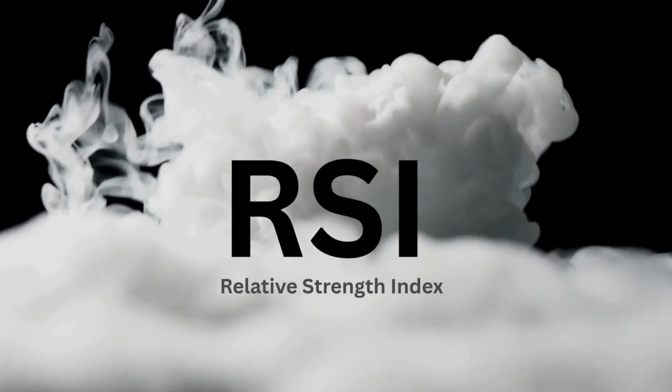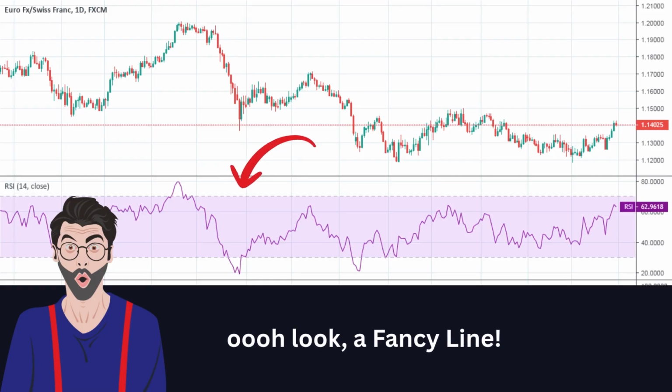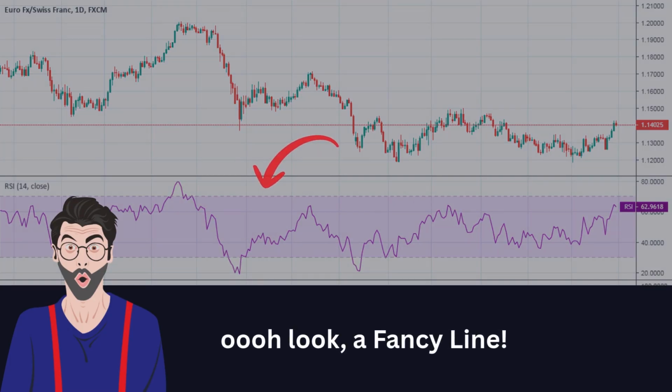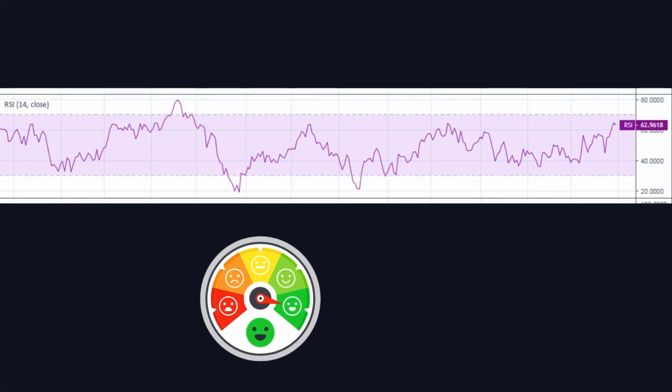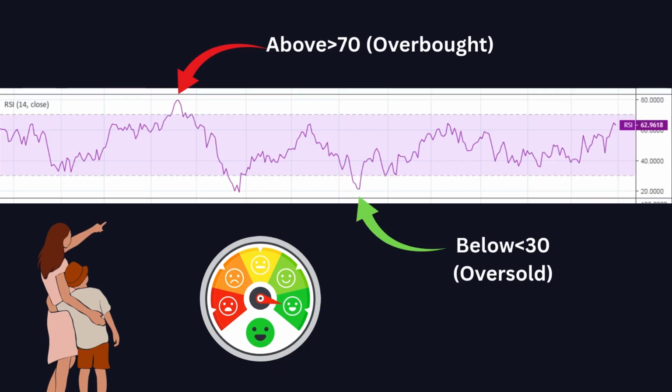RSI. Relative Strength Index. Most of you know it just as some line on your TradingView indicator window, but do you know how it is actually plotted? Think of RSI as a mood meter for stocks. Hey, look, mama, there is some line, and apparently if it is above 70, then the stock is too hyped and overbought, and if it is below 30, then the stock is too depressed and too much oversold.